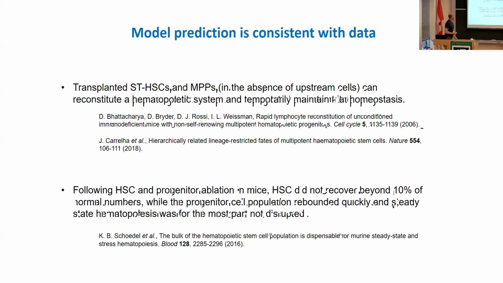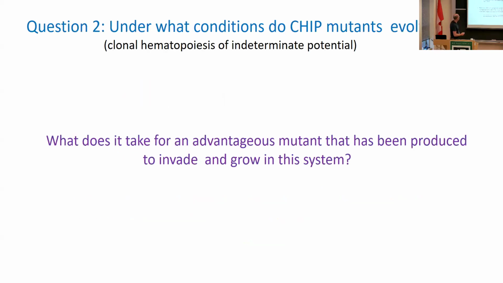Also, you can take mice and deplete the long-term stem cells, or the stem cells in general, and also the progenitors. Over time, the long-term stem cells typically don't recover that much, but the MPPs, the progenitors, do, and that can maintain a hematopoietic system. So this is consistent generally with observations that we see in mice. Okay, so this is a basic interpretation of kinetic data at equilibrium, trying to understand how the system works at homeostasis.